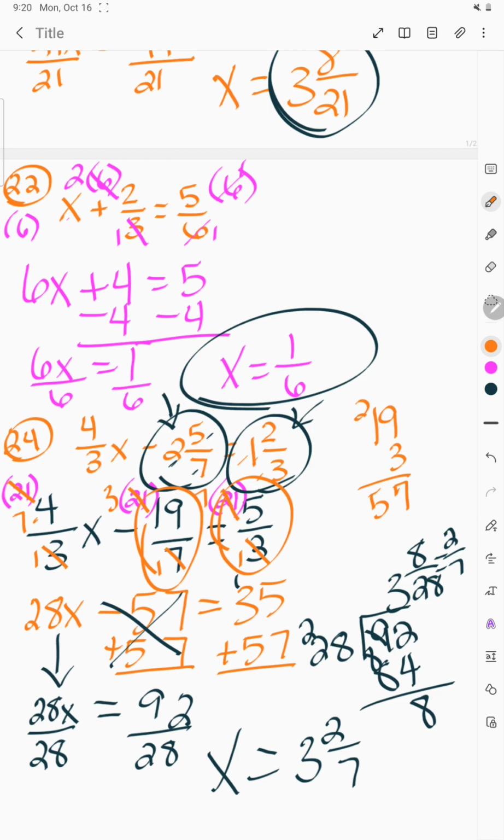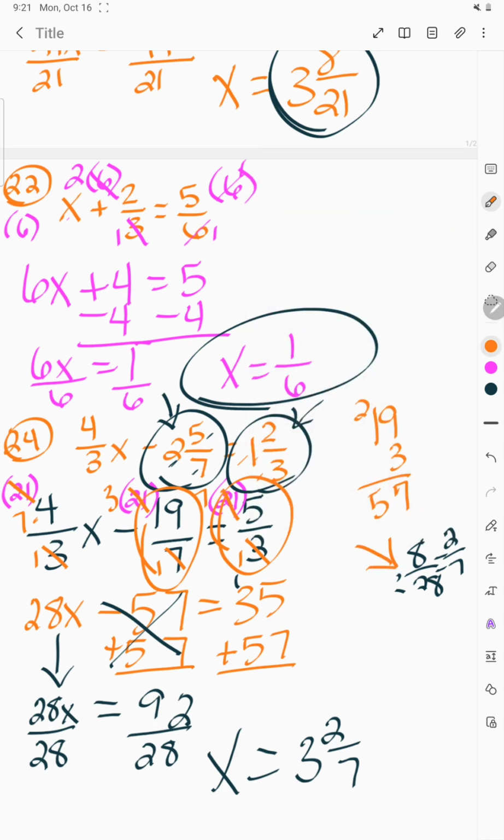Then I multiplied everything by 21 because my least common multiple between 7 and 3 is 21. It gave me 28x minus 57 equals 35. You can do that on the calculator, or you can do it in your head like I did. You can write it down like I did. So then I added 57 to both sides. It gave me 28x equals 92. I divided both sides by 28. When I did that, I got 3 and 8 over 28, as you can see here.